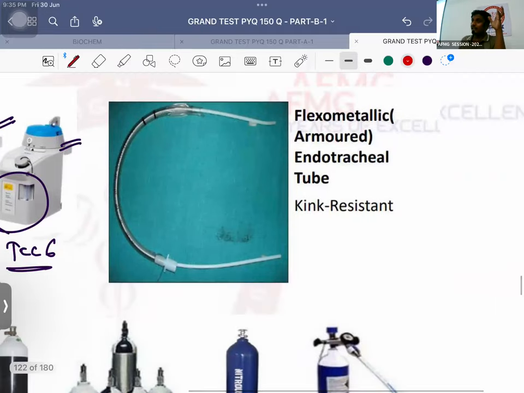No issues with this. This is a flexometallic endotracheal tube usually. It is kink resistant. Isme kink nahi padta hai. Okay. So that's the important.